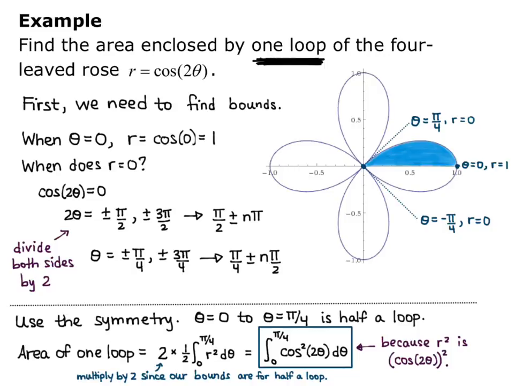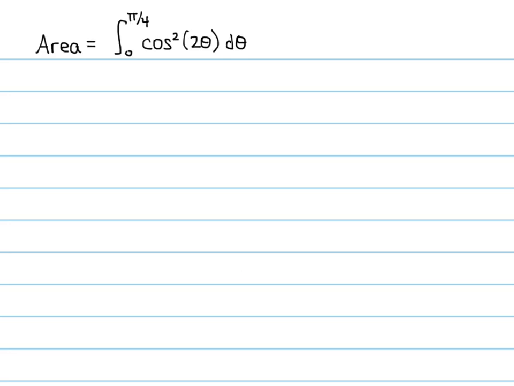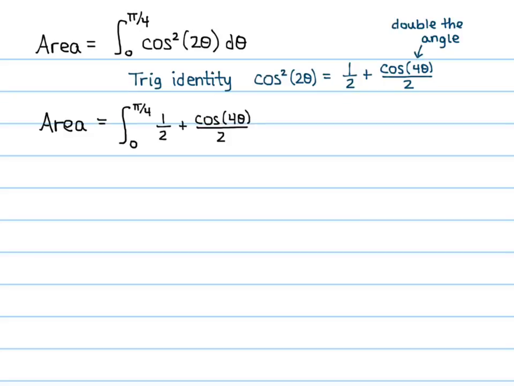Alright, so now we have to evaluate this, and I rewrote it here. Area equals the integral from 0 to pi over 4 of cosine squared of 2 theta d theta. And now I'm going to apply my trig identity. So remember, my trig identity says that cosine squared of 2 theta is going to equal 1/2 plus cosine of 4 theta over 2. So I double the angle, and because I started with 2 theta, I have cosine of 4 theta now. So the area is equal to the integral from 0 to pi over 4 of 1/2 plus cosine of 4 theta over 2 d theta.